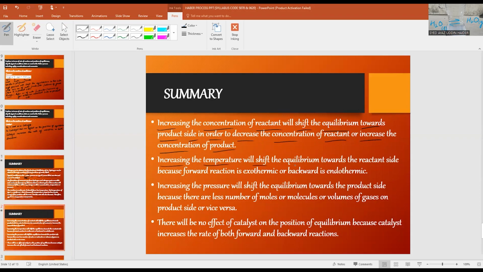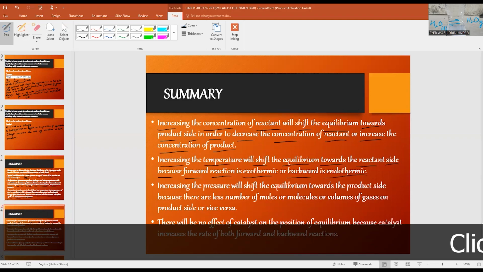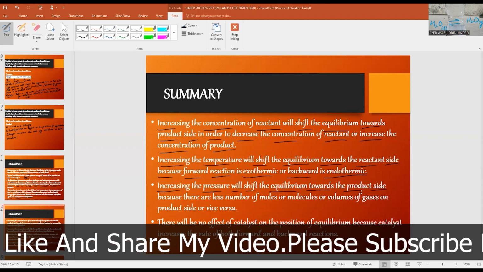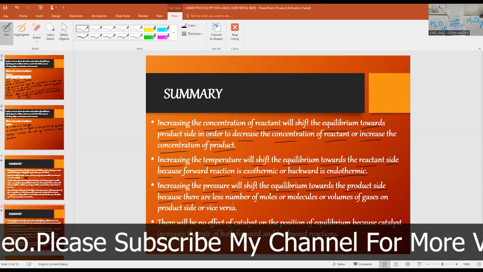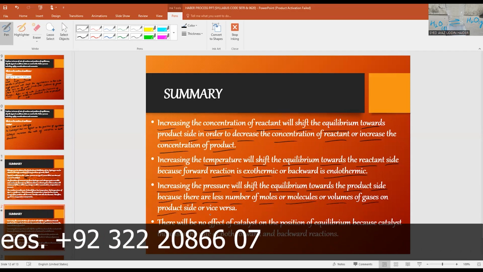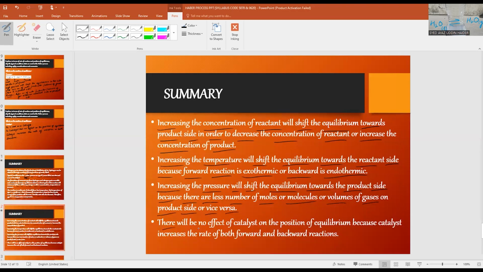Increasing the temperature will shift the equilibrium towards the reactant side because forward reaction is exothermic or backward reaction is endothermic. Increasing the pressure will shift the equilibrium towards the product side because there are fewer moles or molecules or volumes of gases on the product side, or vice versa. There will be no effect of catalyst on the position of equilibrium because catalyst increases the rate of both forward and backward reactions.